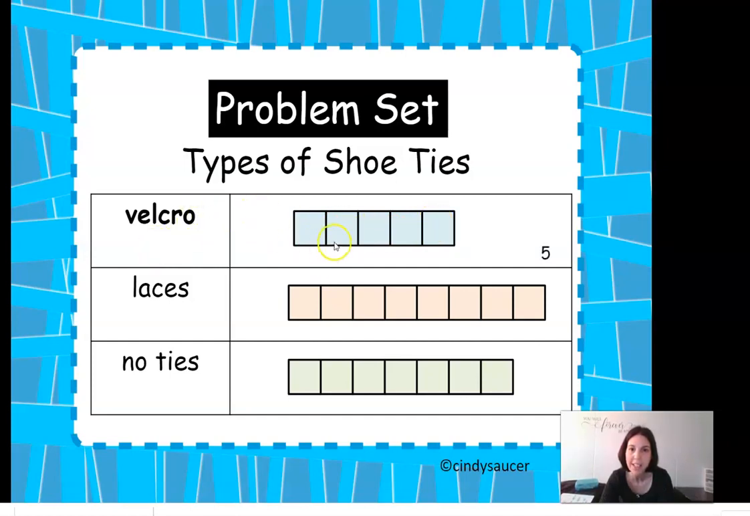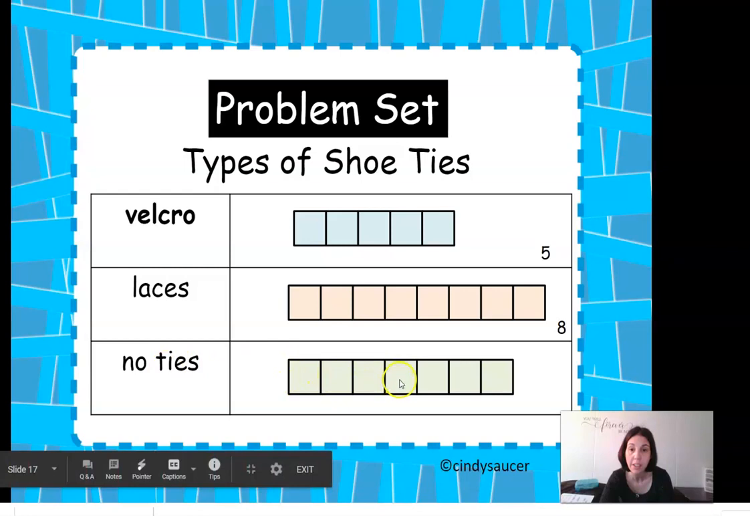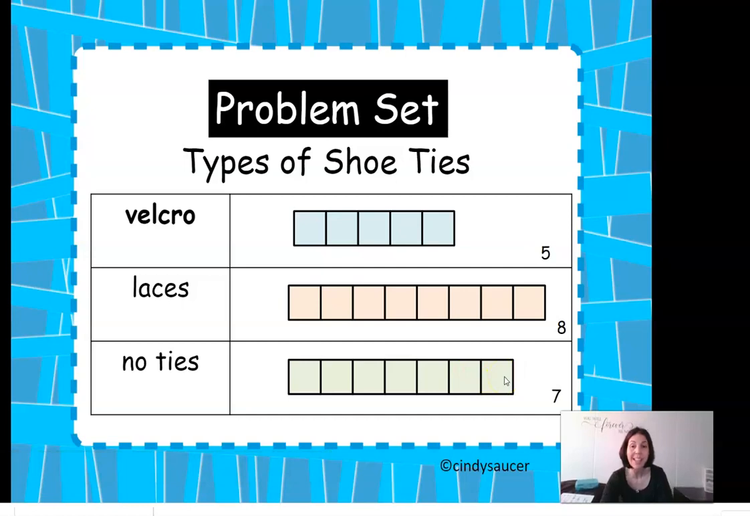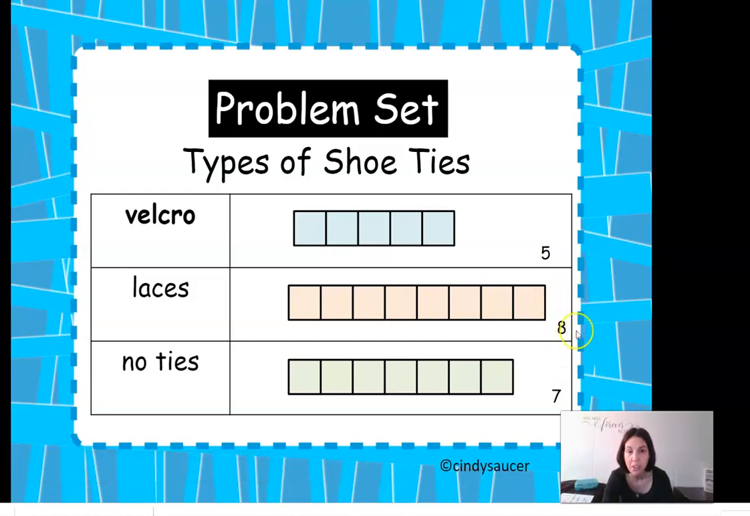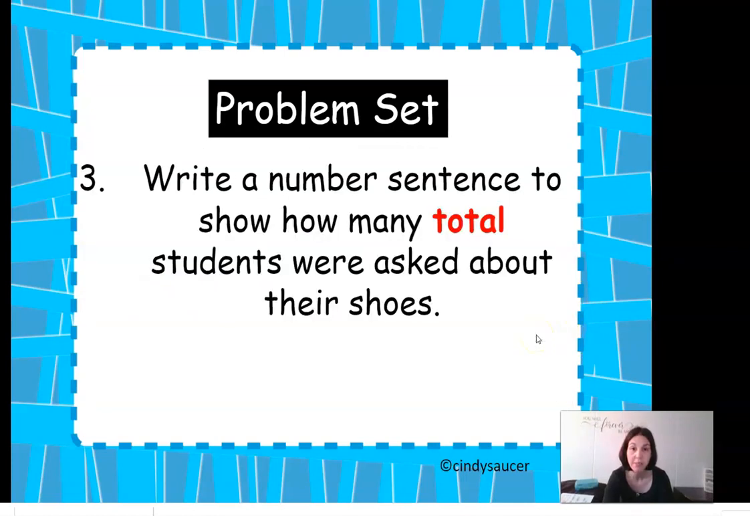Notice how this chart is nice and organized. How many students had laces? 1, 2, 3, 4, 5, 6, 7, 8. And how many students had no ties? 1, 2, 3, 4, 5, 6, 7. Right away, I can see which one had the most because it has the longest line, and also the number is the biggest number. So laces were the most in this class.